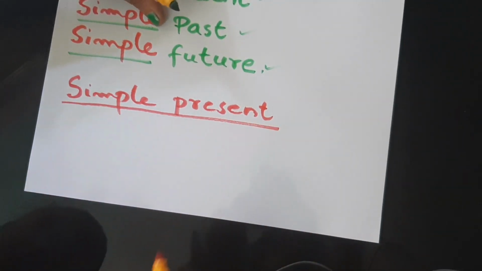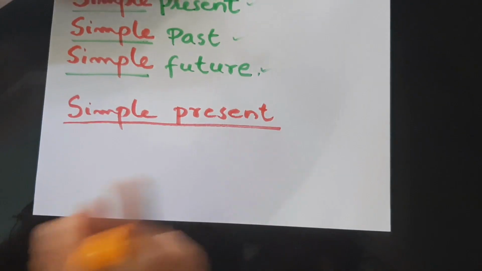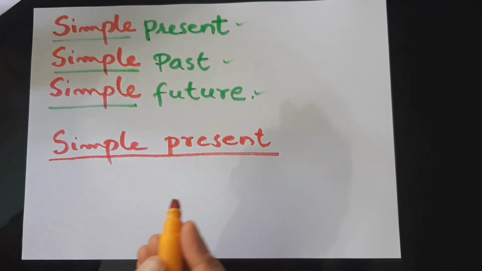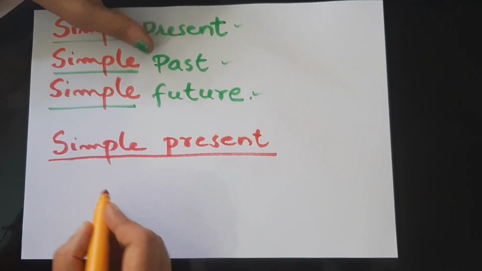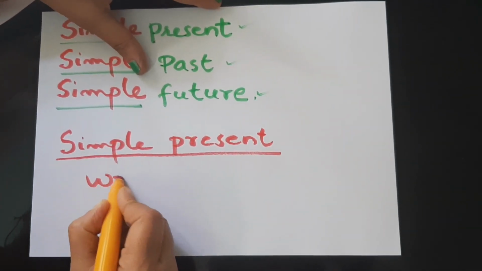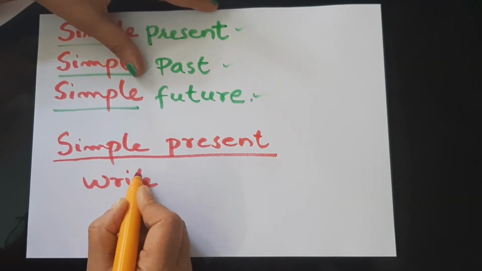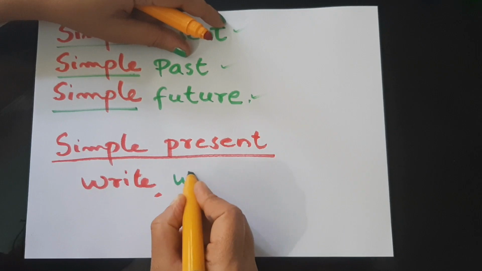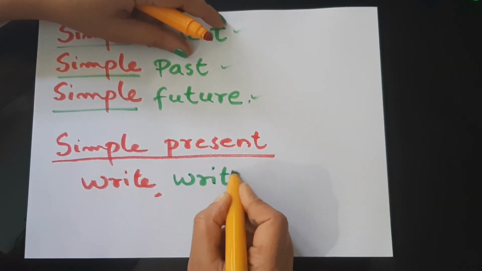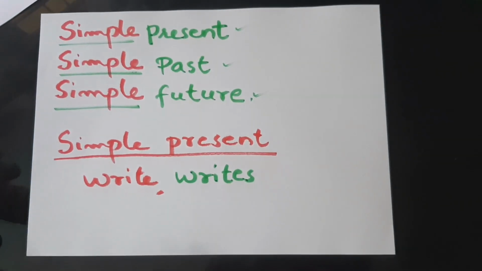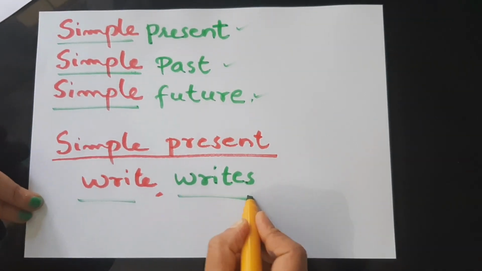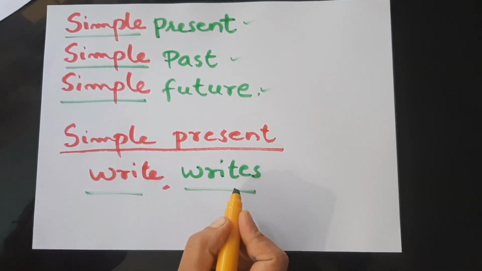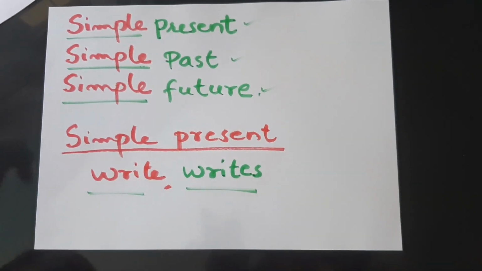As far as simple present is concerned, you must know one basic rule related to that. Just take a verb, write: write and writes. You know, both are simple present. Write and writes, both are simple present.